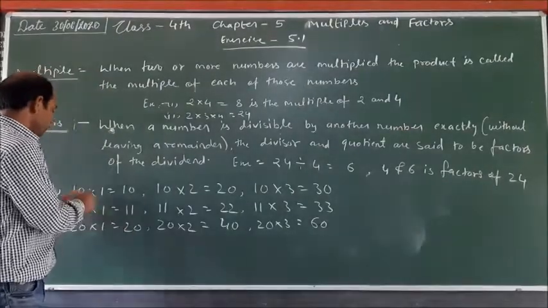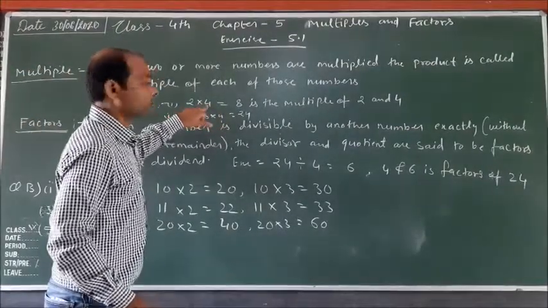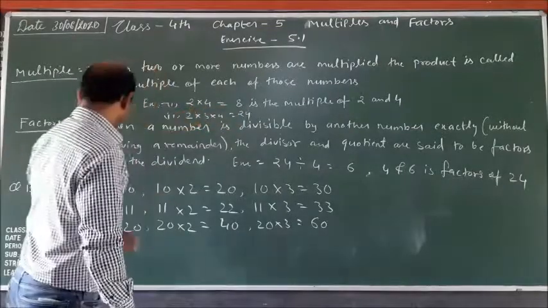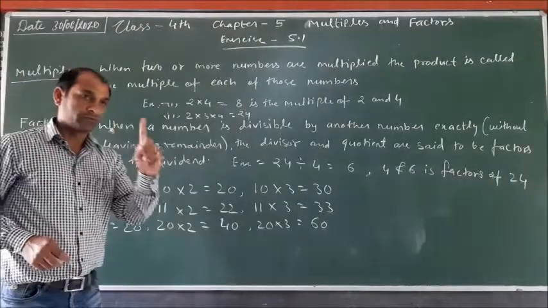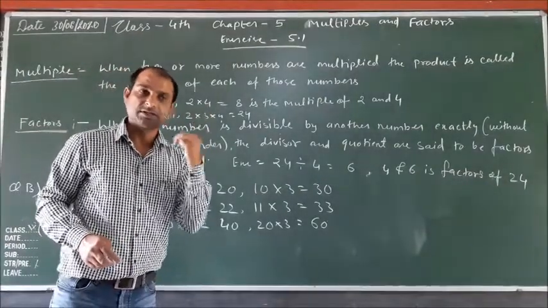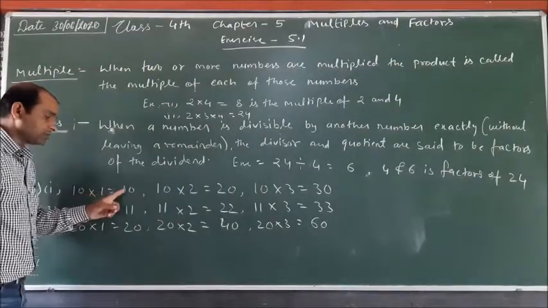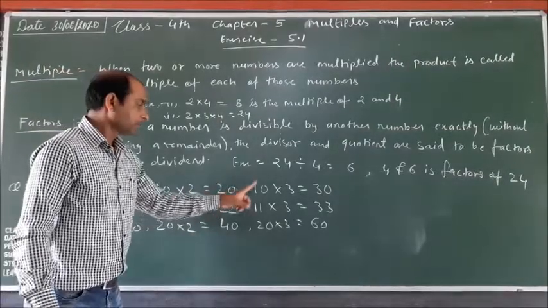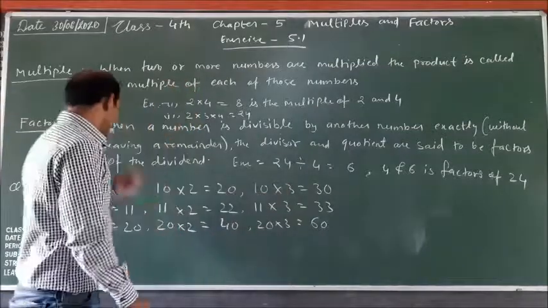How do we write the multiples? I told you here, 2 into 4, 8 is the multiple of 2 and 4. So for the multiples of 10, the first 3 numbers: first 1, 2 and third number. So 10 multiplied by 1 equals 10, 10 multiplied by 2 equals 20, 10 multiplied by 3 equals 30.